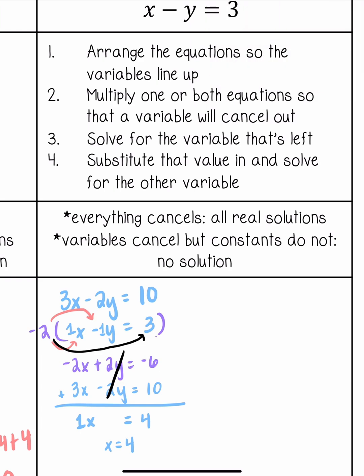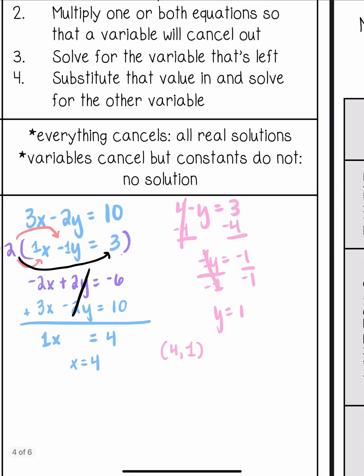Okay, so I'll go ahead and plug it into that second equation. So 4 minus y is equal to 3. Then we're just going to subtract 4 on both sides. This cancels out, and I'm left with negative y is equal to 3 minus 4, which is negative 1. This is technically a negative 1, so I need to divide by negative 1 on both sides, which is going to give me y is equal to positive 1. And so my solution here would be 4, positive 1.